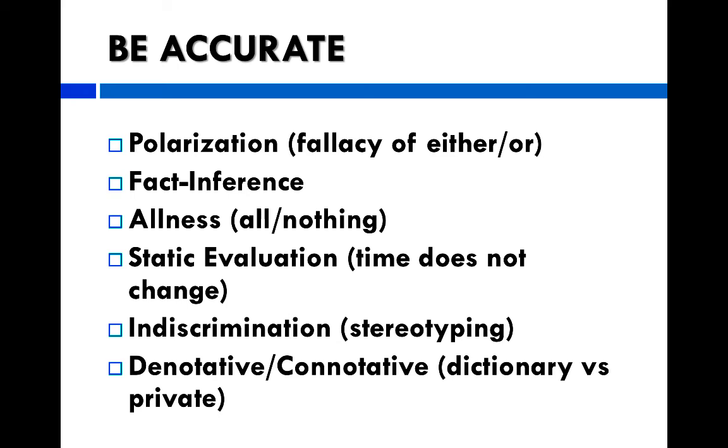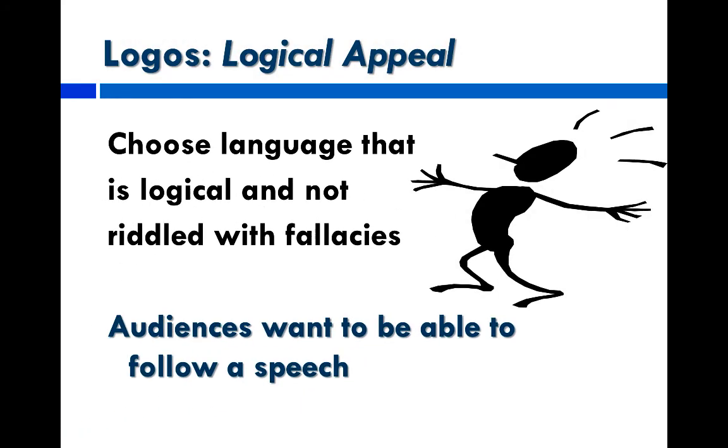Be careful of stereotyping. I hear this all the time. People will say things, especially in my intercultural class, about all people from a particular ethnicity or all people that play a particular sport. And that is not true. Each of us is our own person. And last, don't define words based on the dictionary, because that's not how we live. We define words connotatively based on our emotional responses, based on the common definition that people have. We have to be accurate in our language because we have to choose language that is logical and not riddled with fallacies.